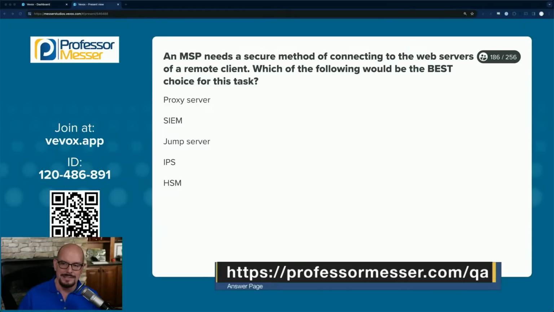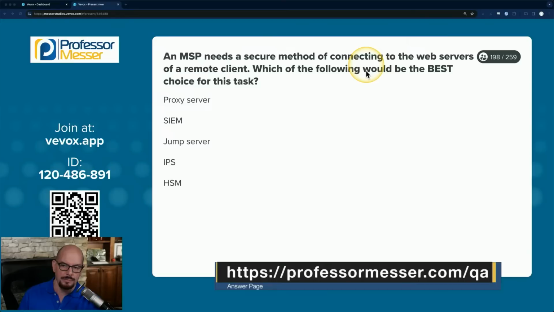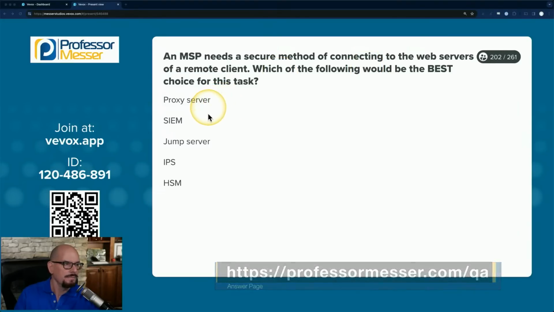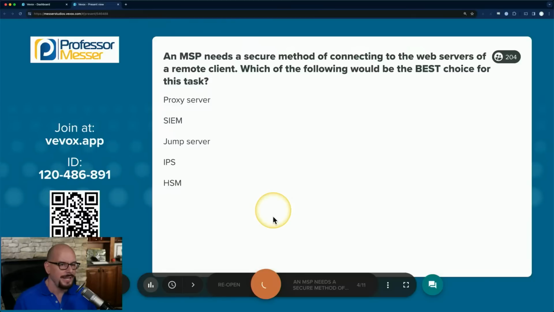So let's see how you did with this one. A number of people already locked in their answers on this one. So the question again asked, an MSP needs a secure method of connecting to the web servers of a remote client. Which of the following would be the best choice for this task? Is it proxy server, SIM, jump server, IPS, or HSM?